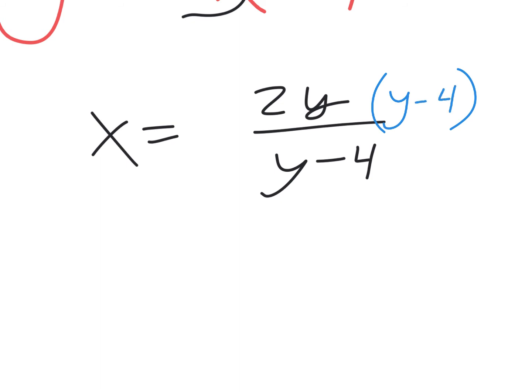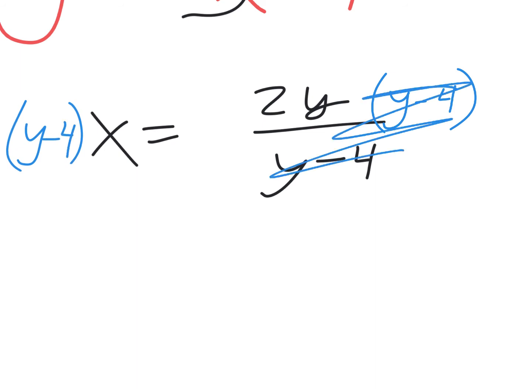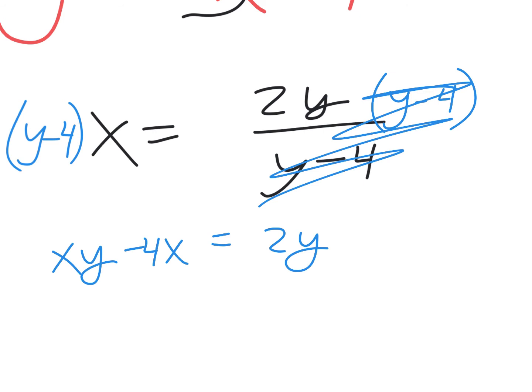hard but doable kind. I hope you figured out that we have to clear the fraction. So we're timesing by the denominator. Then I'm going to multiply this out. xy minus 4x equals 2y. Next, I'm going to try to get the y's all on one side.